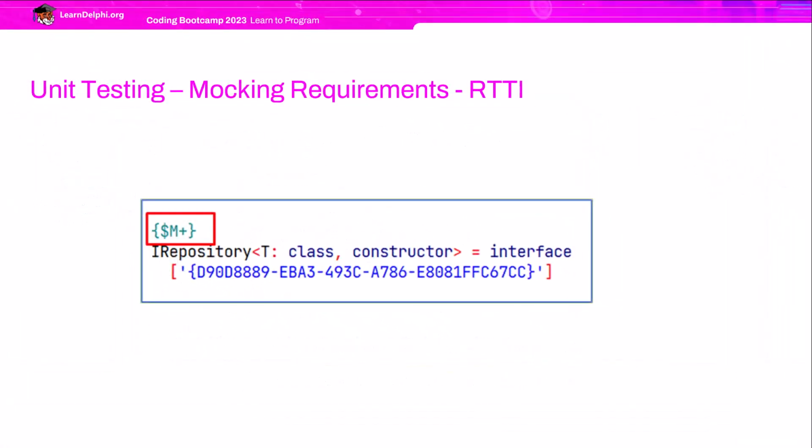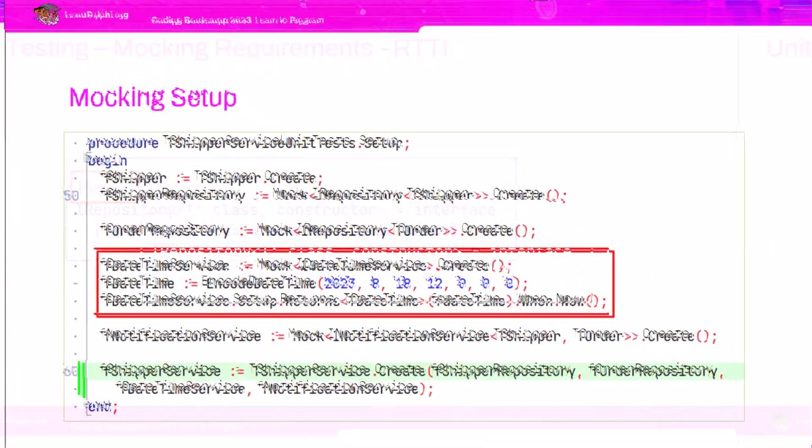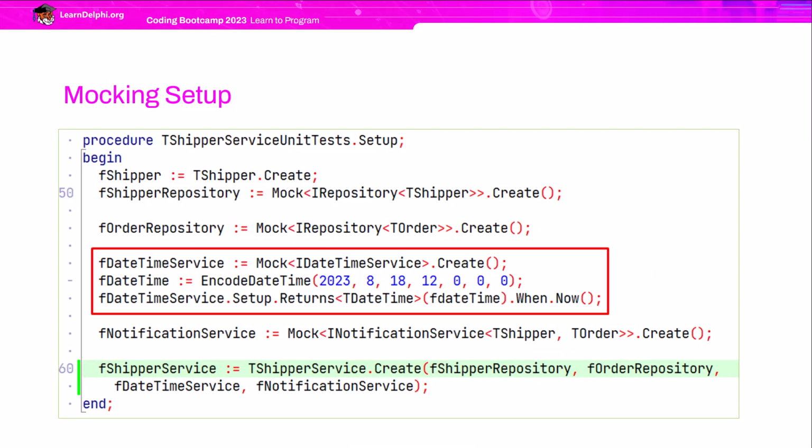Before we delve into the code, I need to make an important note. To create a mock for an interface, it's necessary for the interface to have generated RTTI. To achieve this, you need to include the directive $M+ before the interface. Now, let's understand how to create and set up mocks. All dependencies are declared using mock interface, created, and configured in the setup method of the test. This setup is quite straightforward.